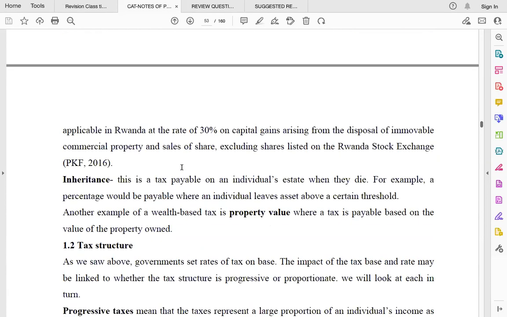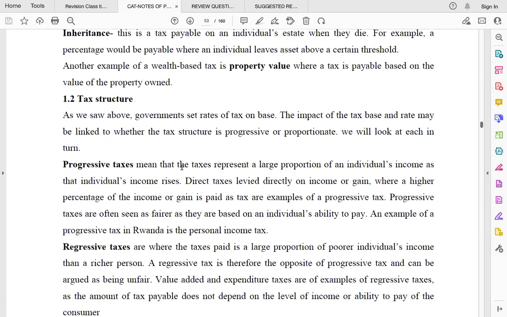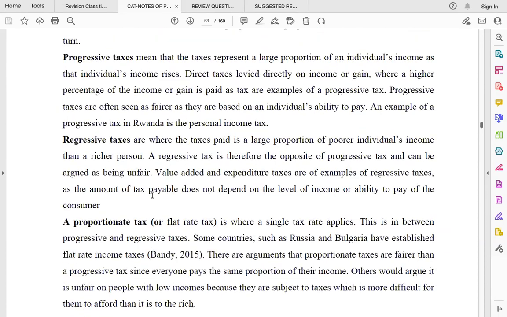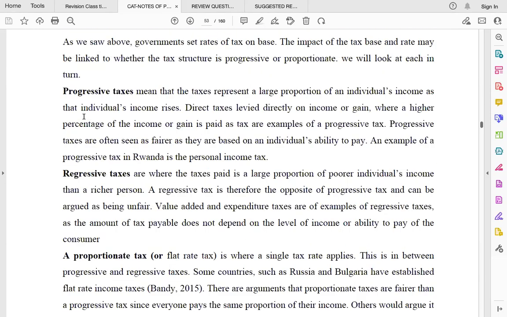And now we have the tax structure. Again here on the tax structure, the examiner will ask you about the types of taxes depending on their structure. The progressive tax, the regressive tax, and the proportionate tax. Okay? You need to know this. Progressive tax, regressive tax, and proportionate tax.